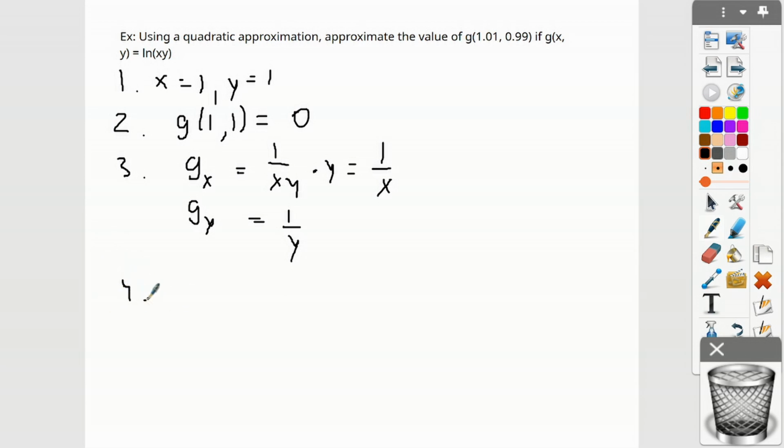Number 4, let's find g sub xx. What's g sub xx? G sub xx is the derivative of 1 over x with respect to x, which is negative 1 over x squared. What's g sub yy? Negative 1 over y squared. What's g sub xy? What is the derivative of 1 over x with respect to y? Or 1 over y with respect to x? It's 0. It's a constant.